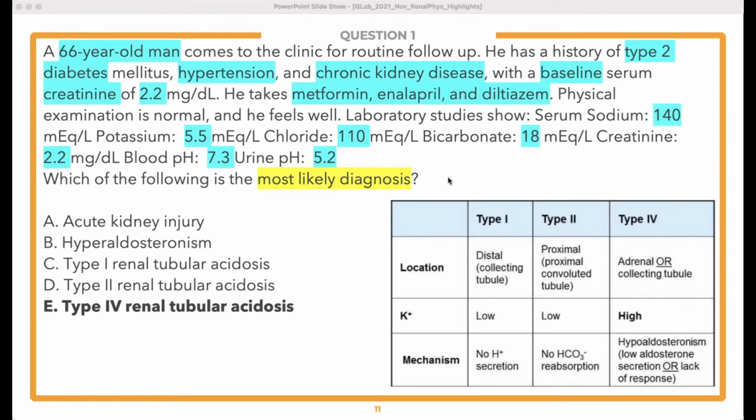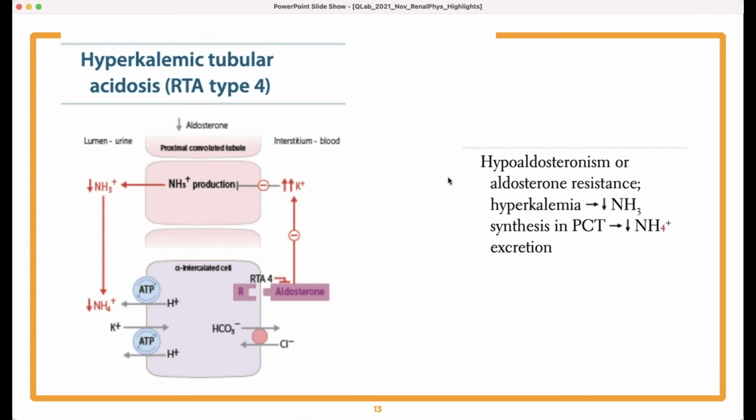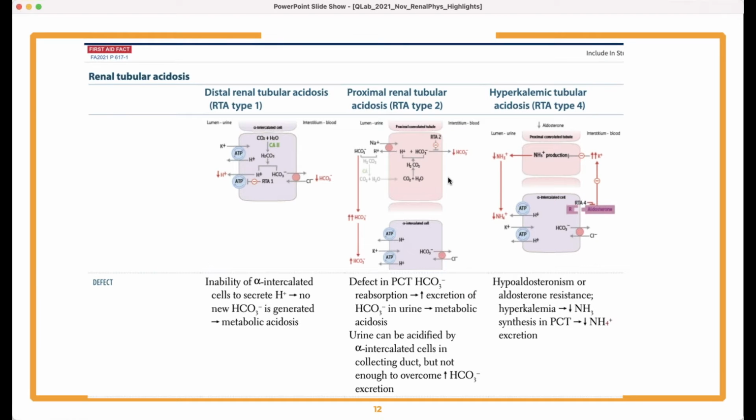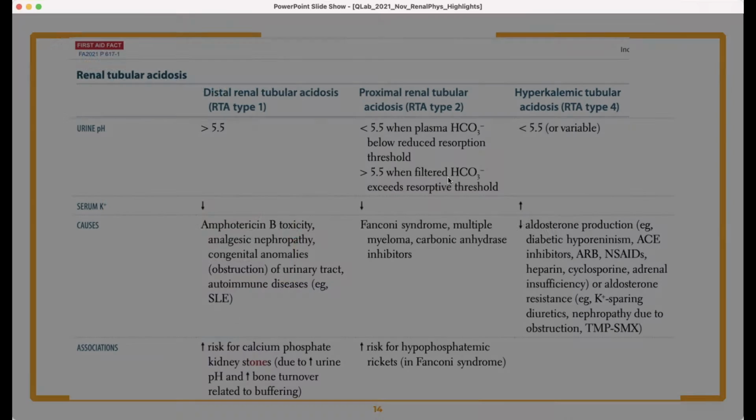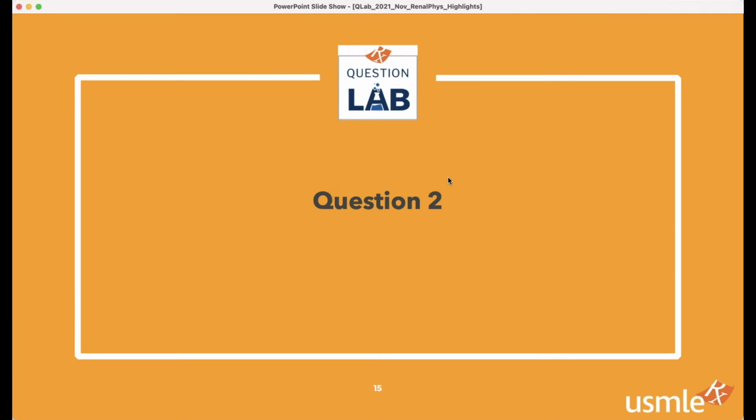Okay, let's go to question number 2. And again, we put this in the chat, but Paris was going over some of these tables that are in First Aid, on page 617 of the 2021 edition. Okay, let's take a look at question number 2.